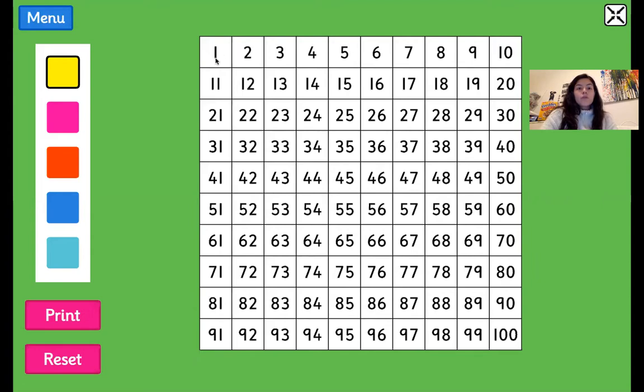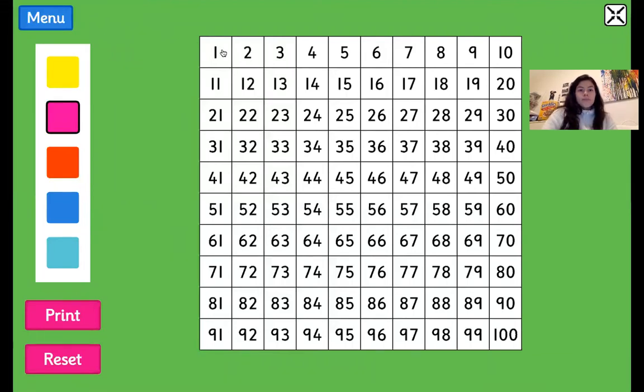Normally, when we go up, every time we go to a new number, we're jumping by one, right? So from 1 to 2, it's one jump. From 2 to 3, it's another jump, and another jump, jump, jump. But we're just jumping one at a time. Today, we're going to be going up by 2 jumps. Watch how I do it.